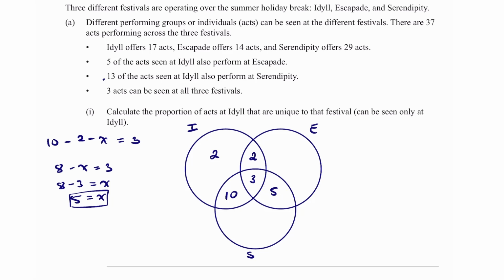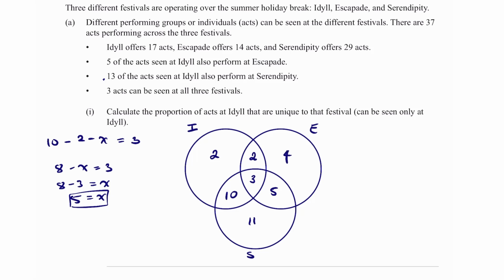Now that we know that, this is actually going to help us calculate the other values, right? So the value of S, Serendipity, is 29. It's going to be 29 minus all this here, right? This is the unique Serendipity acts. So to calculate that, we subtract all these numbers from 29. So we're doing 29 minus 10 minus 3 minus 5. Serendipity has 11 unique acts. And finally for E, Escapade has 14 acts. The total number of unique acts is 14 minus 2 minus 3 minus 5, which is 4.